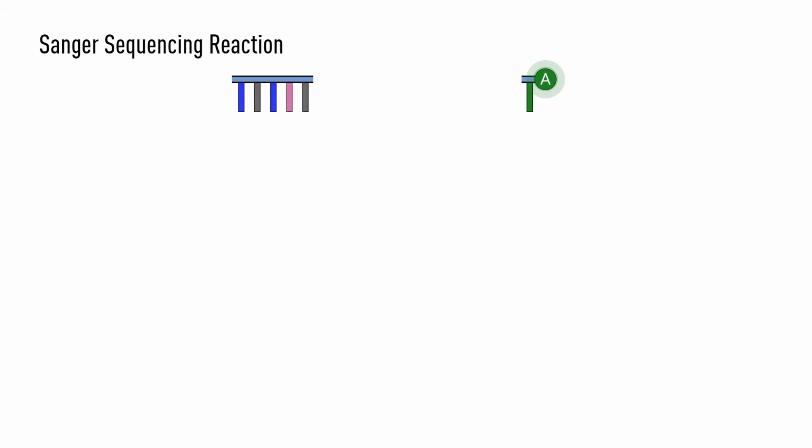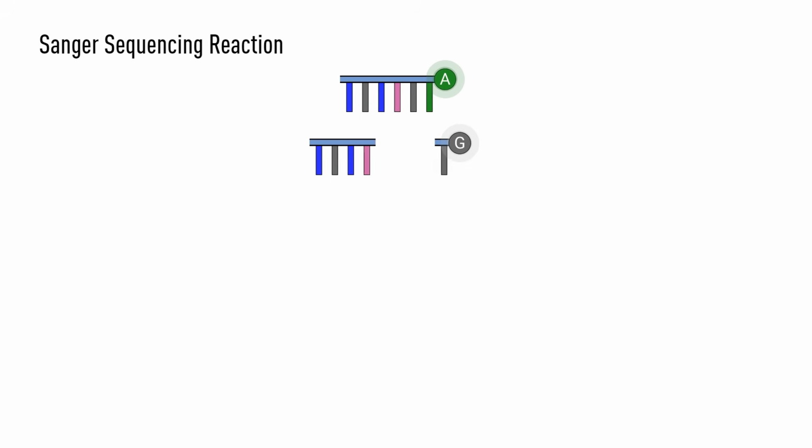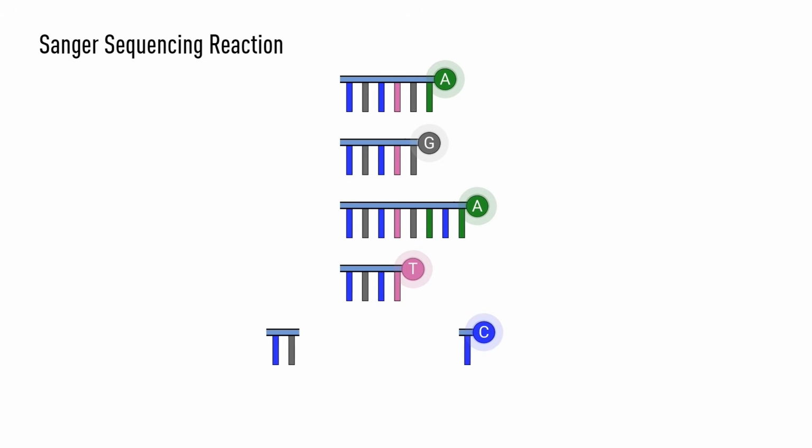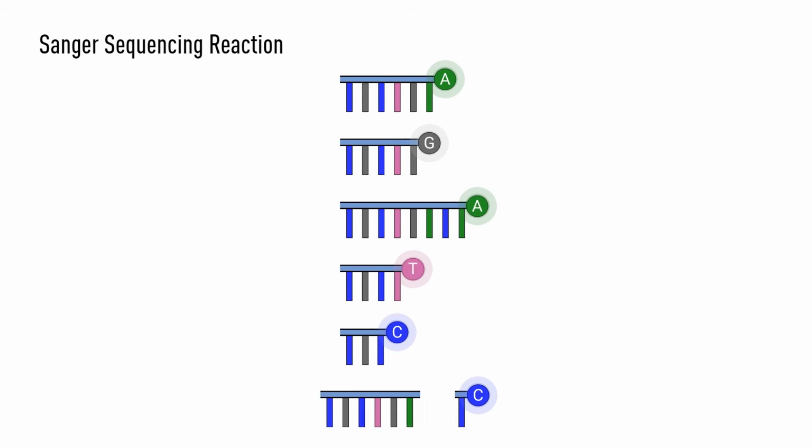As the ddNTPs are randomly incorporated into the growing DNA fragments, they halt the reaction, producing short DNA fragments of varied lengths, each with a fluorescent nucleotide at the end.